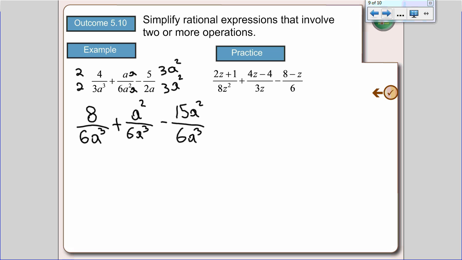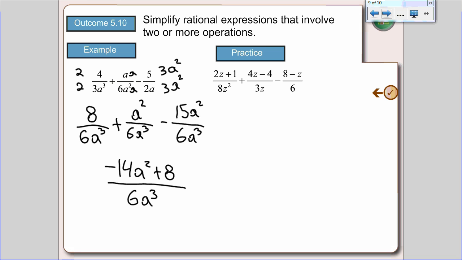And now, even though we did this properly, and even though we simplified to the absolute lowest thing we could have simplified to, we have a problem. You can simplify this further. Everything can be divided by 2, so you must divide everything by 2. So it becomes negative 7A squared plus 4 divided by 3A cubed.